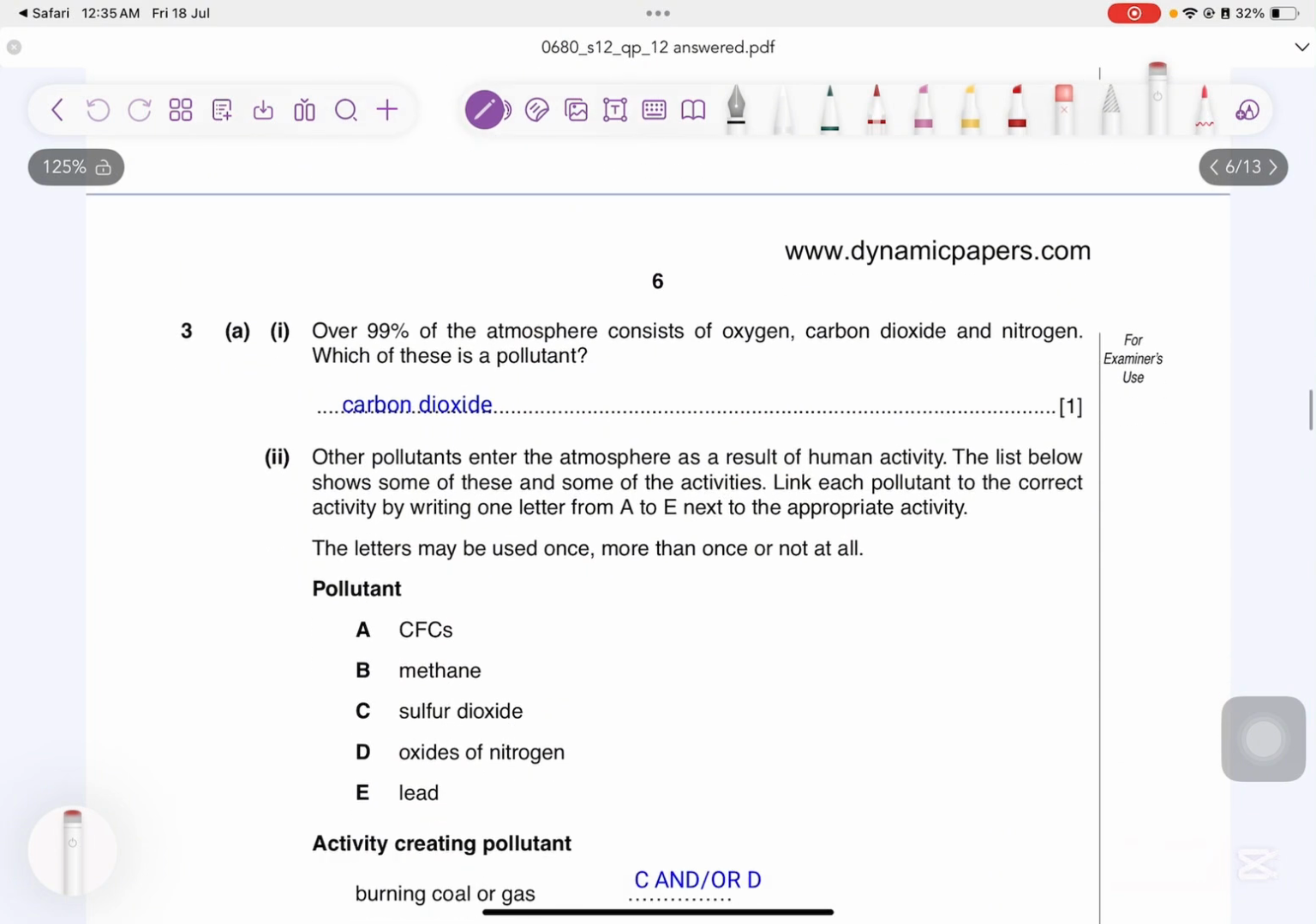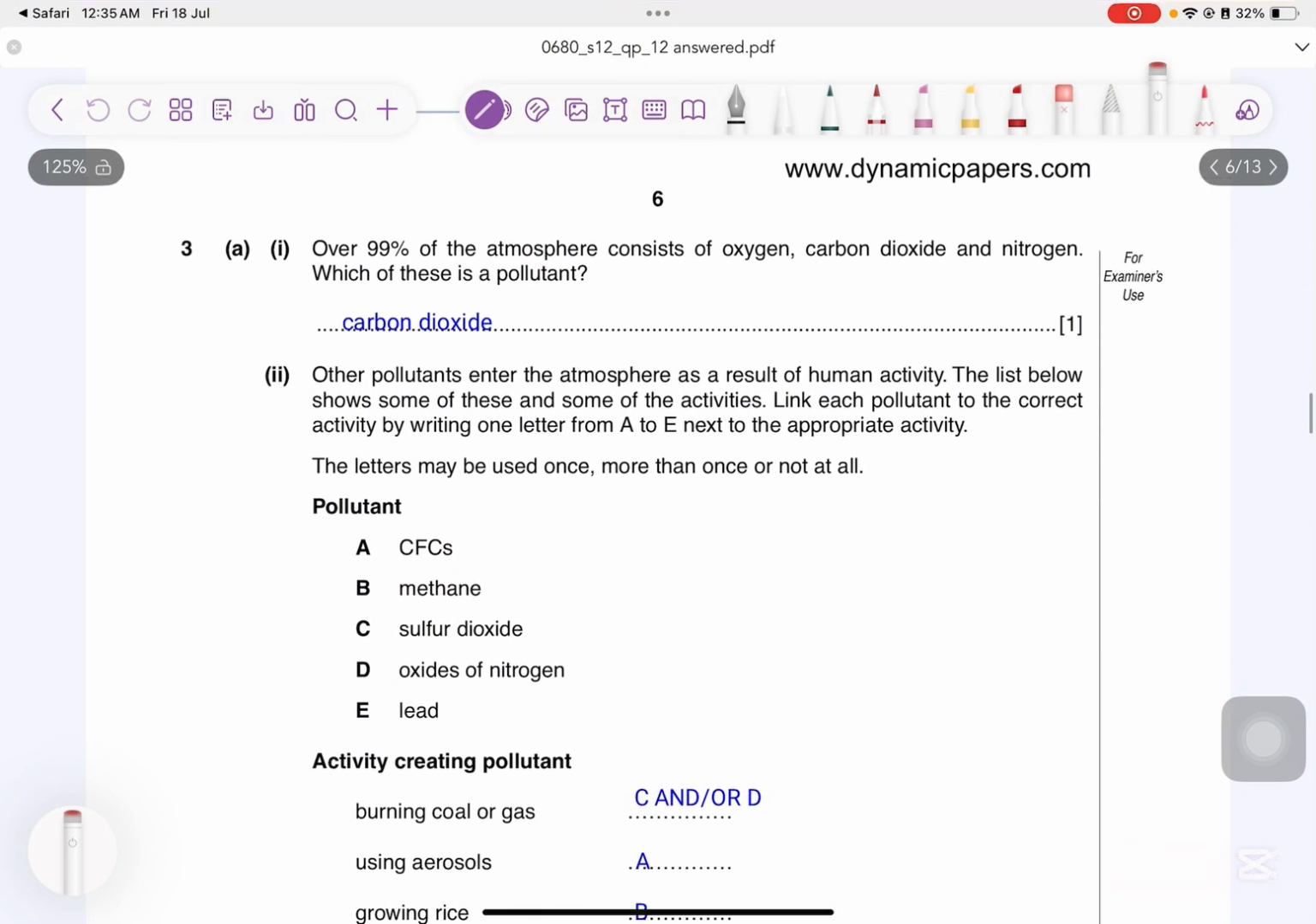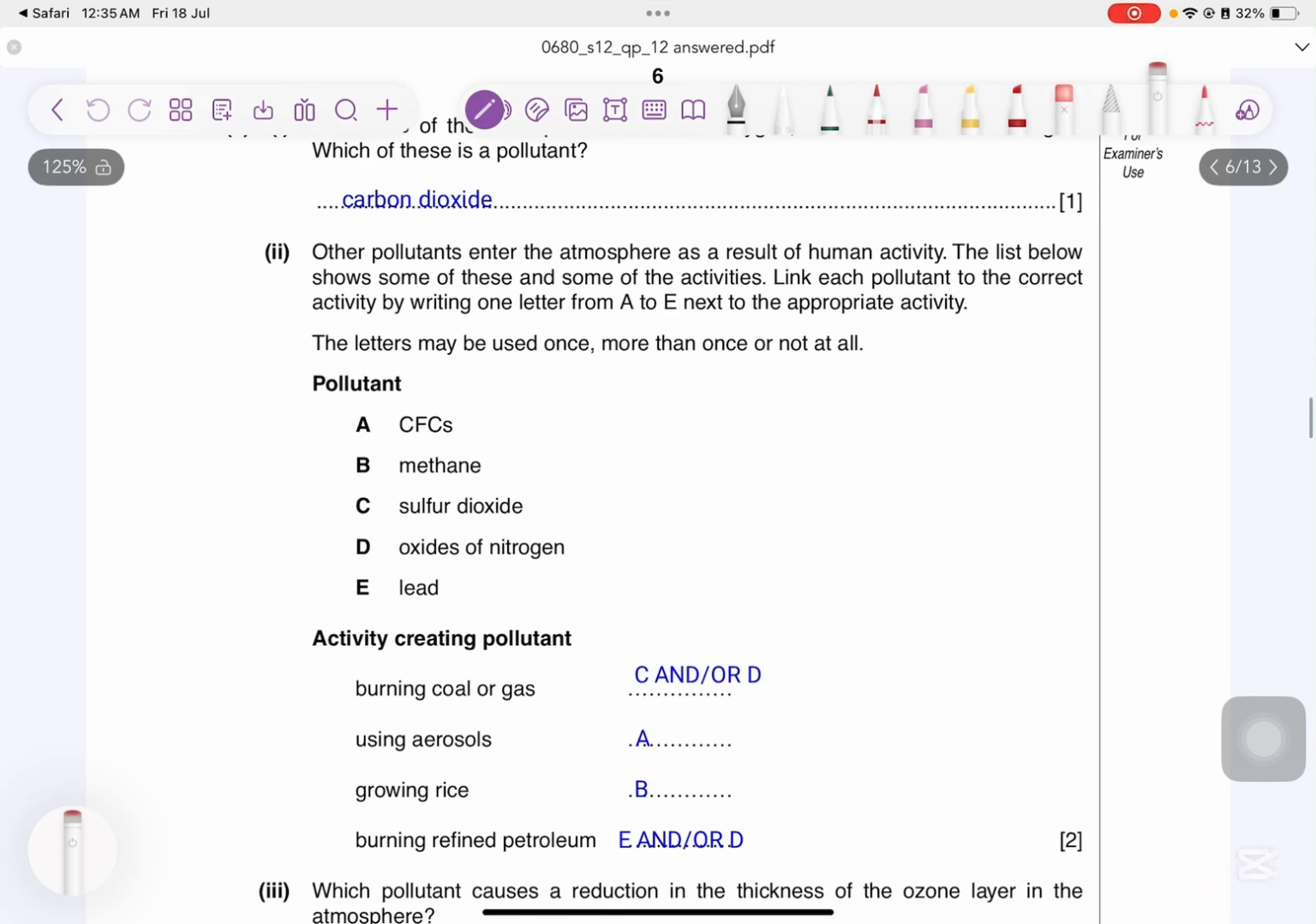Over 99% of the atmosphere consists of oxygen, carbon dioxide, and nitrogen. Which of these is a pollutant? Carbon dioxide, which is a greenhouse gas. Other pollutants enter the atmosphere as a result of human activity. The list below shows some of these and some of the activities. Link each pollutant to the correct activity by writing one letter next to the appropriate activity.